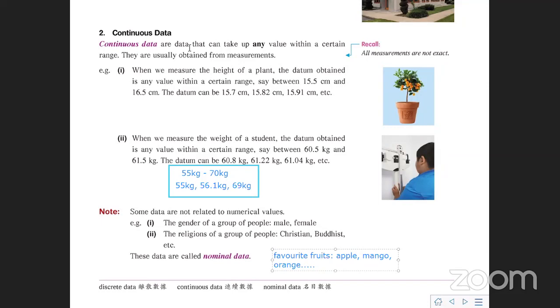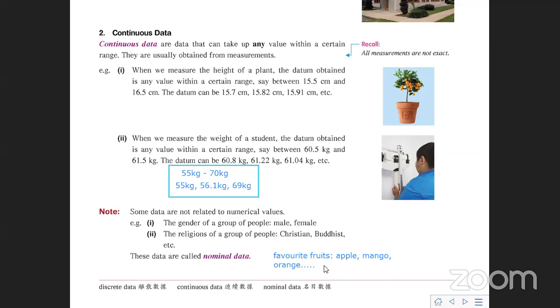For the 1 and 2 here, discrete data and continuous data, listed in your book, they are referring to numbers, if the data collected have numerical values. But there can be another type of data that we can collect, but they cannot be expressed in terms of a number. Then they are called nominal data. Can you see this word here? Nominal data. Usually they are just kind of names.